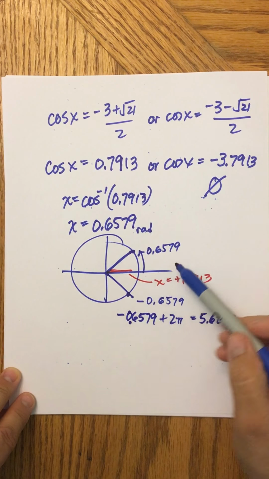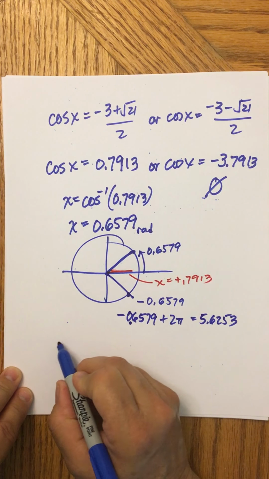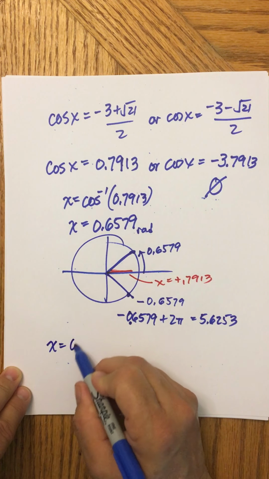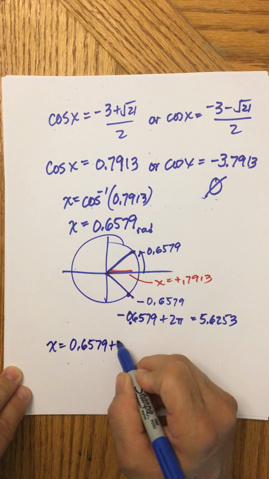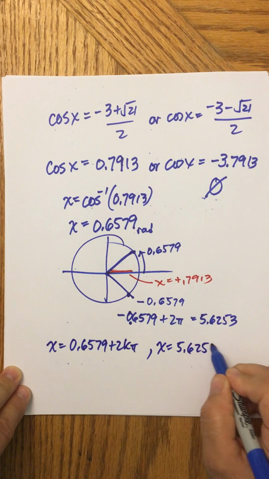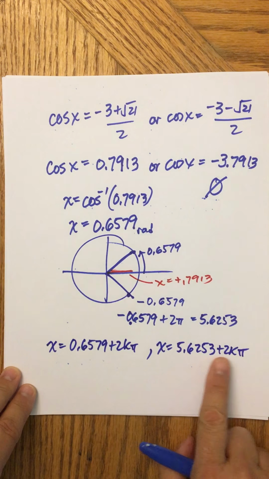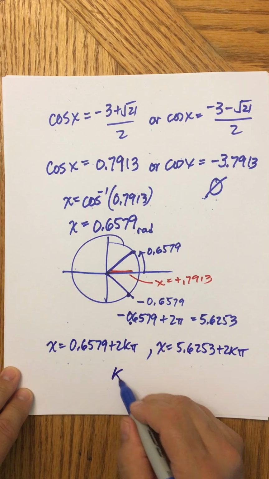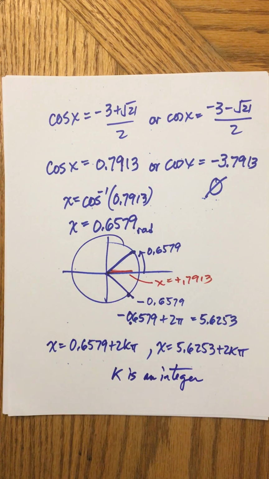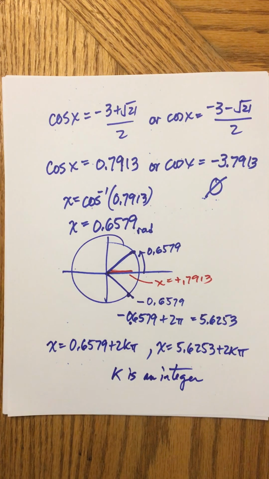So now I have both angles, and I want to get what I call the generators. So we basically have the angles you're looking for: x is 0.6579 plus 2k pi, and x is 5.6253 plus 2k pi. But again, I could have written negative 0.6579 plus 2k pi. And of course, here k is an integer. So if you want specific values, just put in integer values of k into each one of these. All right, thanks so much for listening.